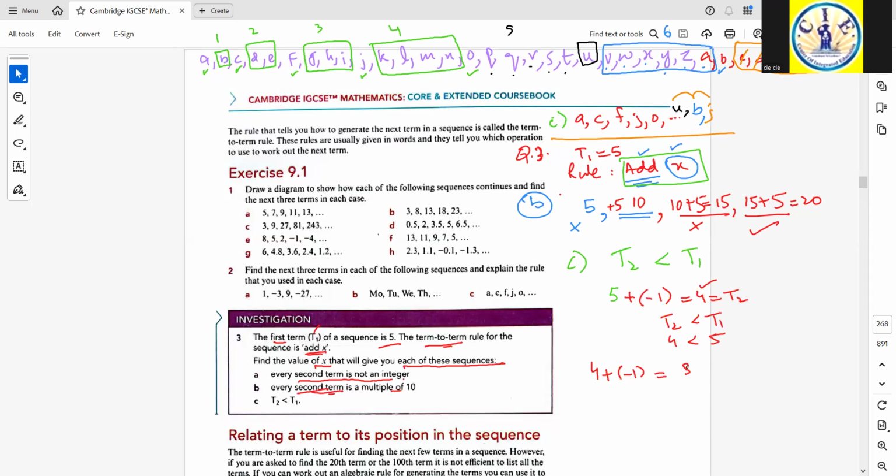That is the third term. And obviously T3 in this case is less than T2. That means 3 is less than 4. So the value of x could be adding any negative number, any number less than 0.